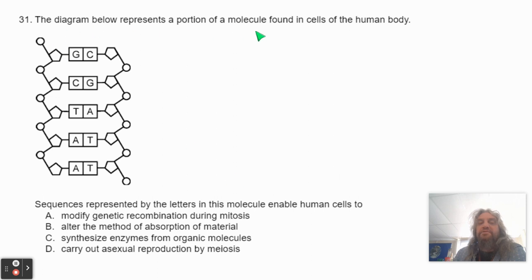31. The diagram below represents a portion of a molecule found in the cells of a human body. Sequences represented by the letters in this molecule enable human cells to A, modify genetic recombination during mitosis, B, alter the method of absorption of material, C, synthesize enzymes from organic molecules, or D, carry out asexual reproduction by meiosis.